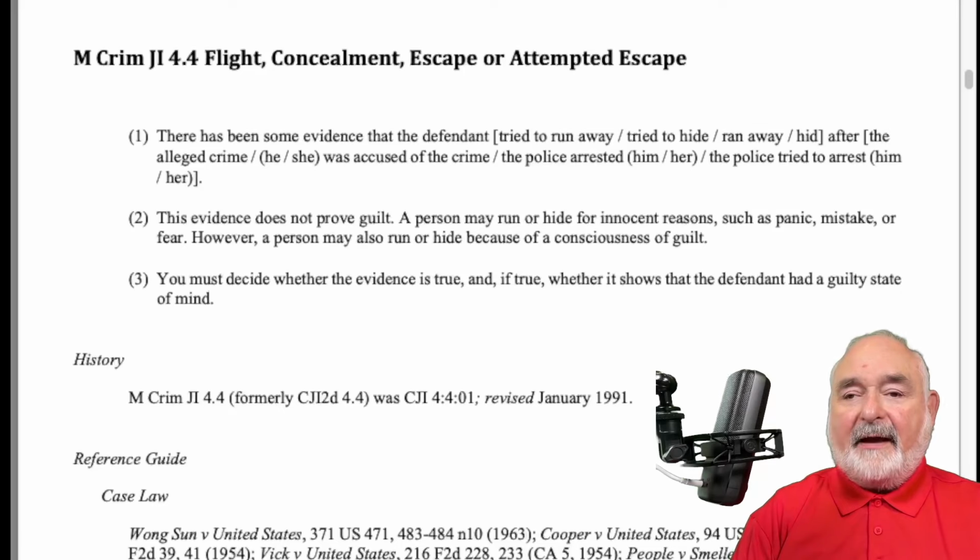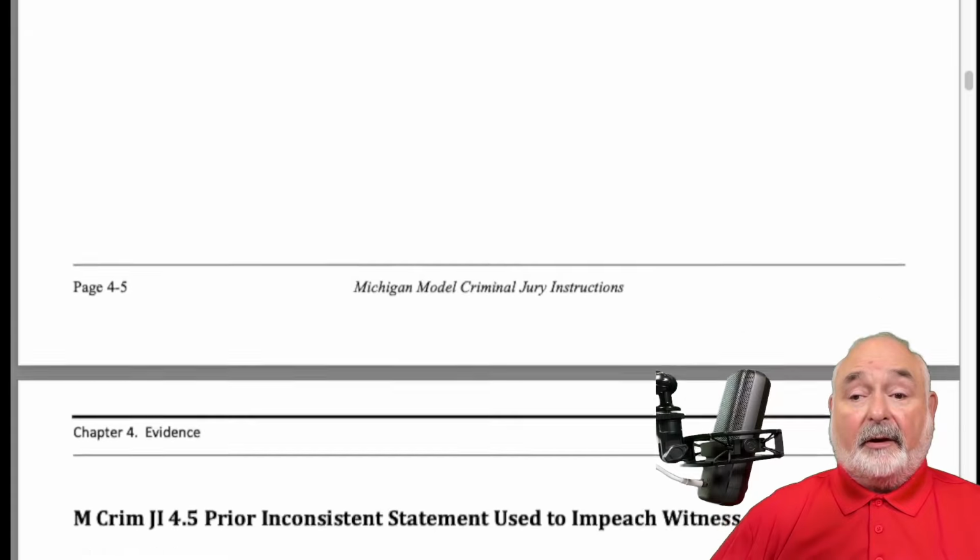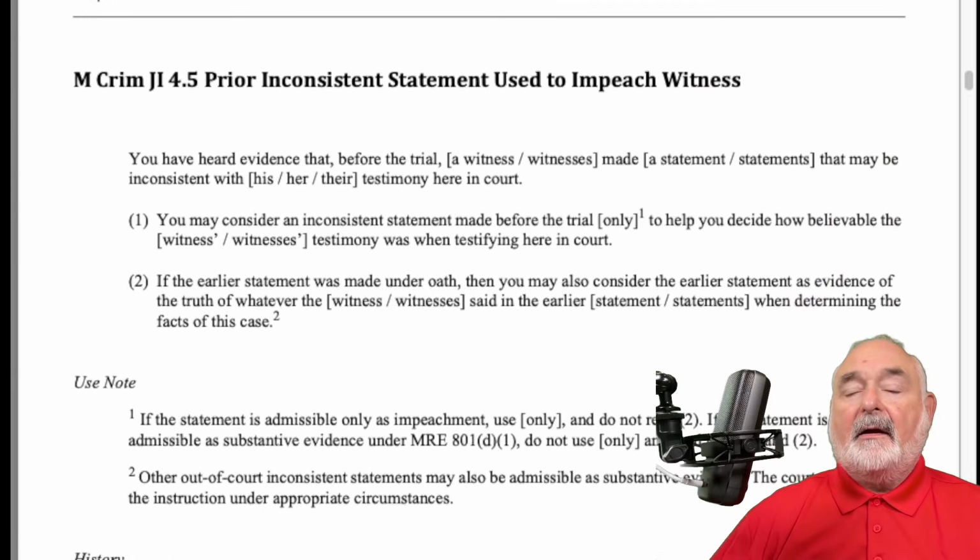After police tried to arrest her. The evidence does not prove guilt. A person may run or hide for innocent reasons such as panic, mistake, or fear. However, a person may also run because of consciousness of guilt. You must decide whether the evidence is true, and if true, whether it shows the defendant had a guilty state of mind. Great instruction, and one that really makes a lot of sense.